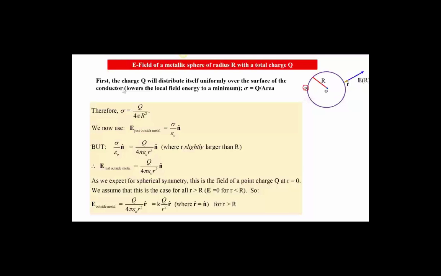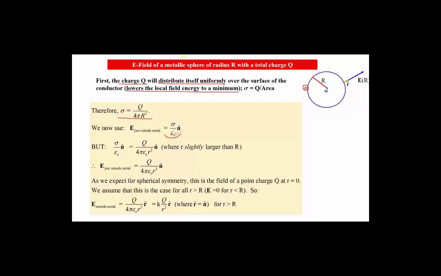Because what we're assuming is that you put the charge Q on the sphere and it will distribute itself uniformly over the surface. By the way, what you're doing when you do that is you're lowering the local field energy to a minimum by spreading the charge over the sphere. Okay, well, we know the area of a sphere is 4 pi r squared, so this is the charge density. So if we have a surface that has that charge density, a metallic surface, then we know how to get the E field just outside.